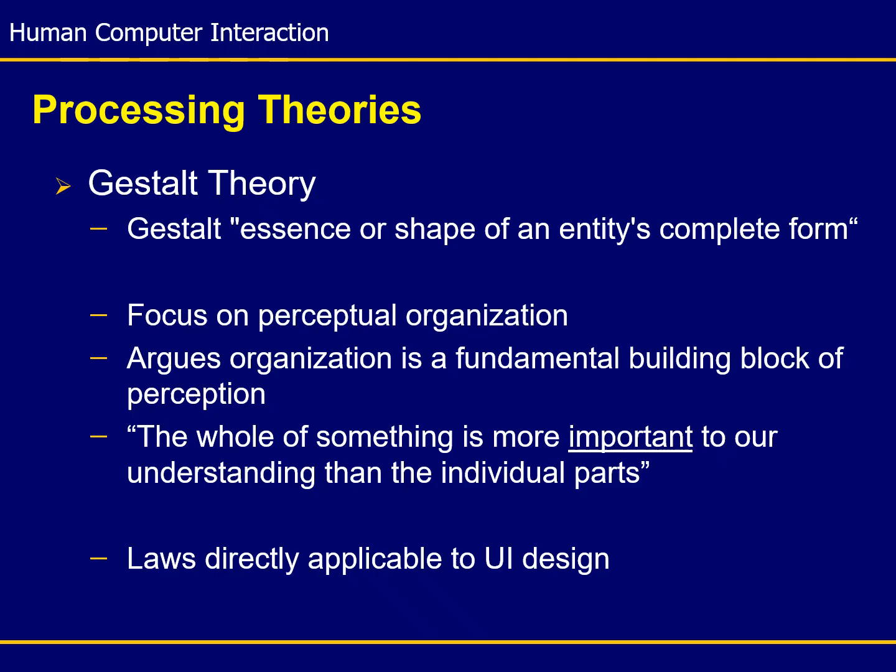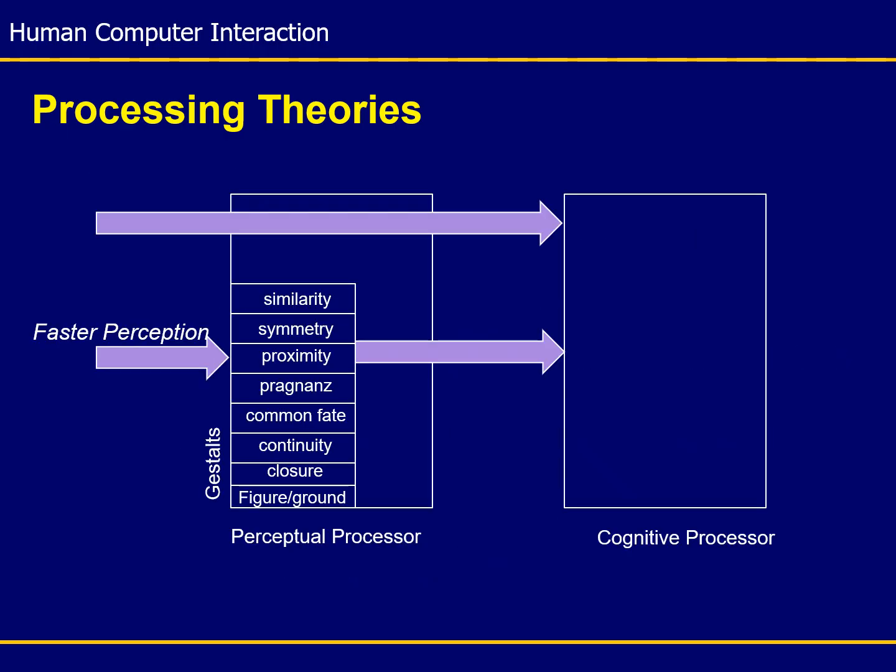Now these obviously come from perceptual psychology. They were developed by German perceptual psychologists. That's why the name Gestalt is German, and they have very important implications for us in user interface design. So let's start to see the Gestalts. Here are the Gestalts. I've listed them for you. They are called similarity, symmetry, proximity, awareness, common fate, continuity, closure, figure, and ground.